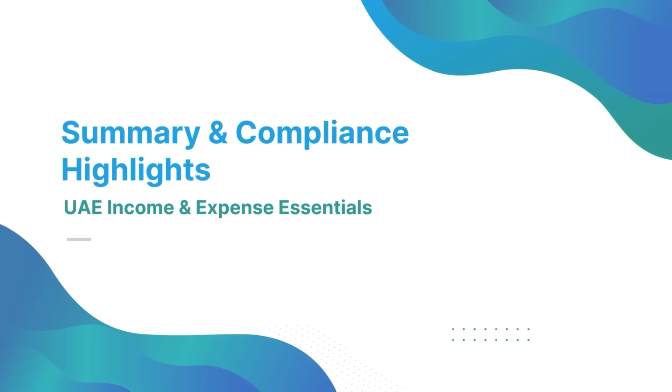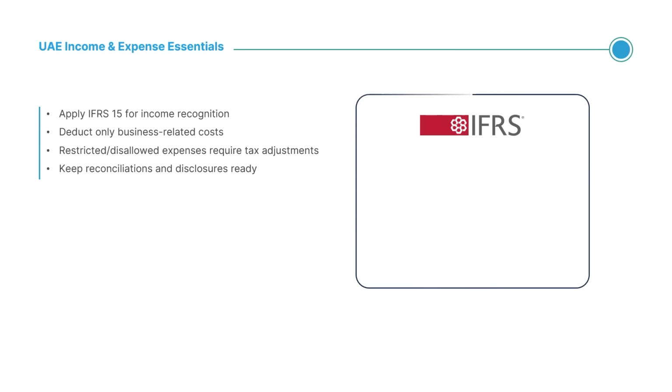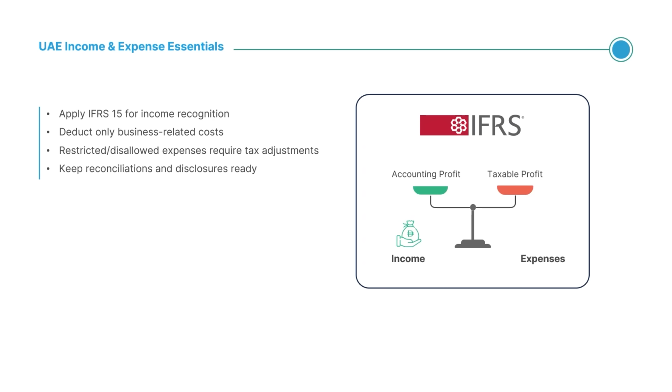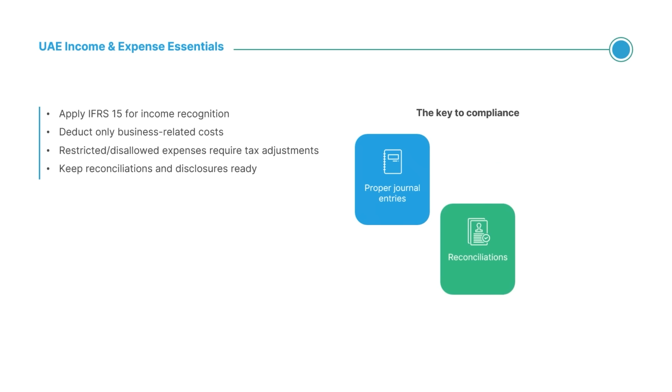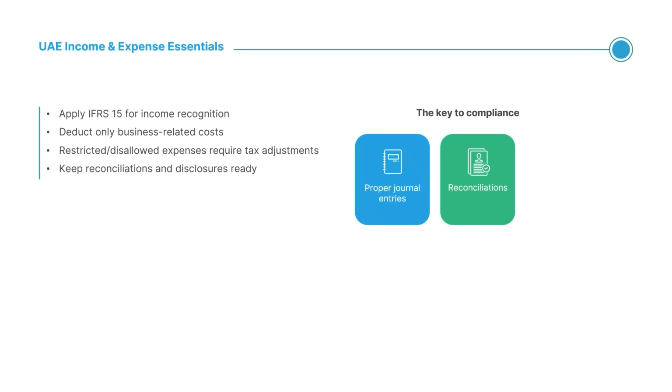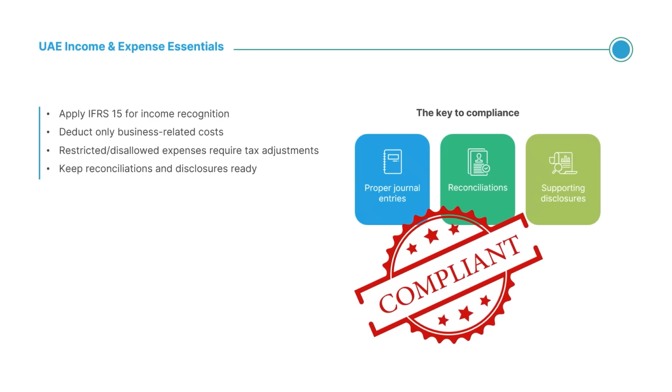To summarize, income must be recognized under IFRS 15 unless you are a qualifying small business allowed to use the cash basis. Expenses must be wholly business-related to qualify as deductible. Restricted or disallowed costs, such as entertainment beyond 50%, penalties, or non-approved donations, must be adjusted in the tax computation. The key to compliance is discipline in bookkeeping, proper journal entries, reconciliations between accounting profit and taxable profit, and supporting disclosures. With these in place, UAE businesses can remain both compliant and audit-ready.